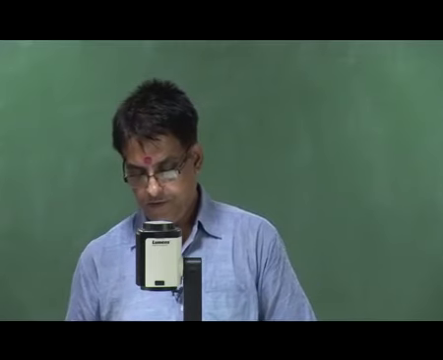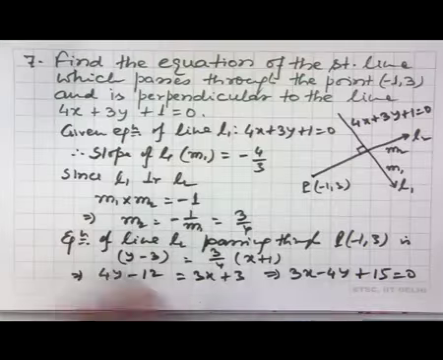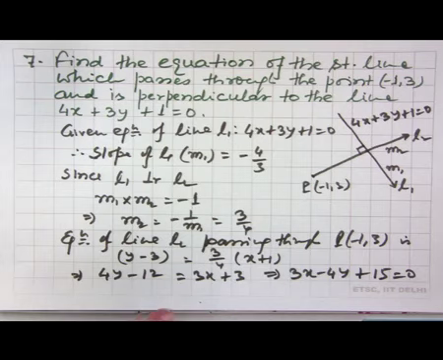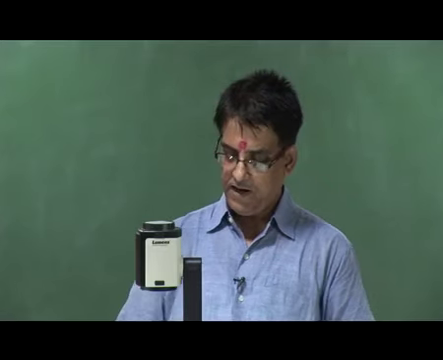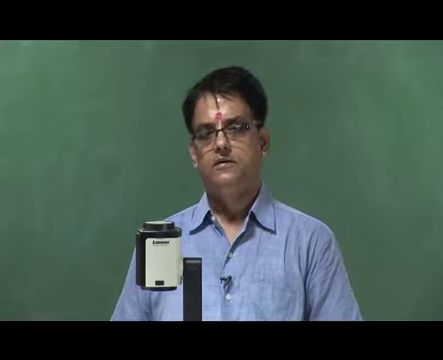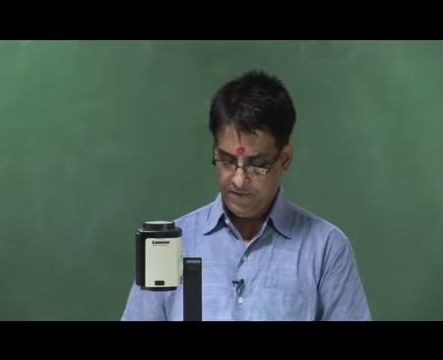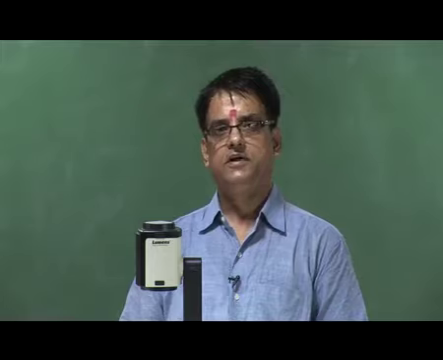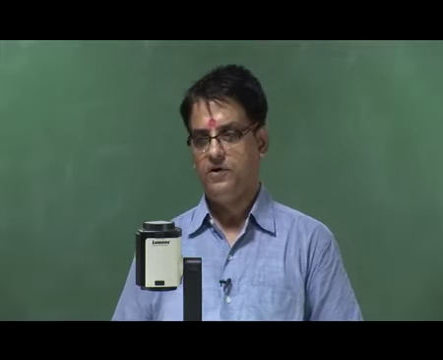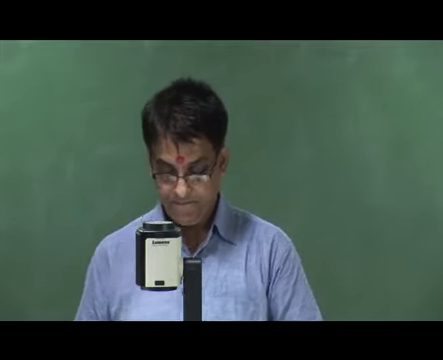So in this way we can find the perpendicular line to the given line. We can also find the line parallel to a given line by using the concept: when a line is parallel to a given line, then the slope is equal and the rest is the same.